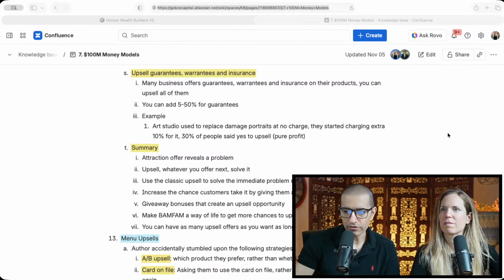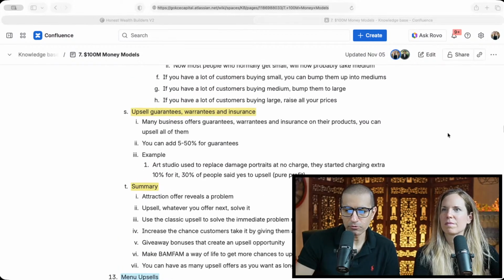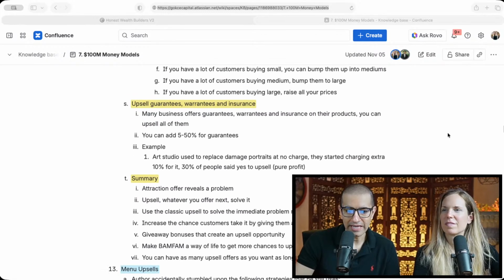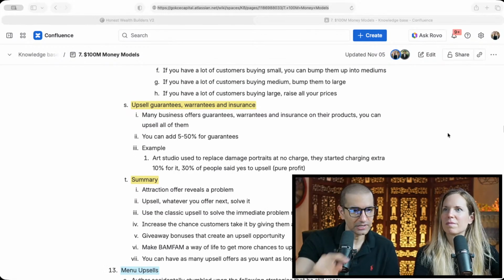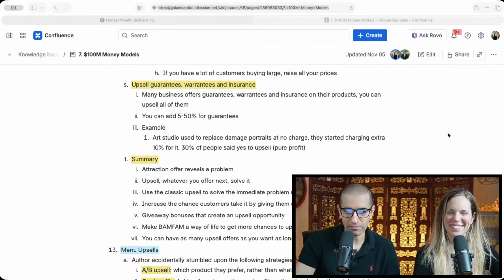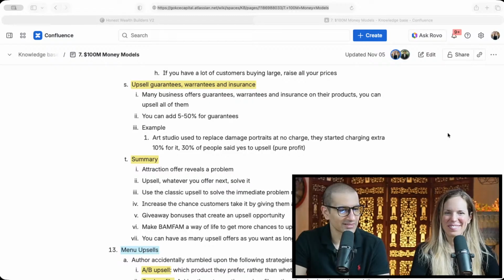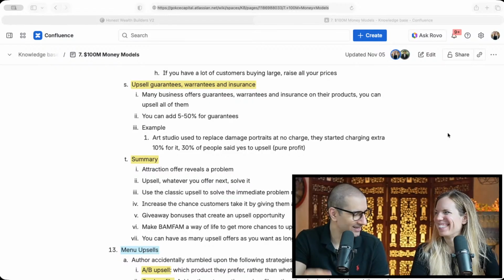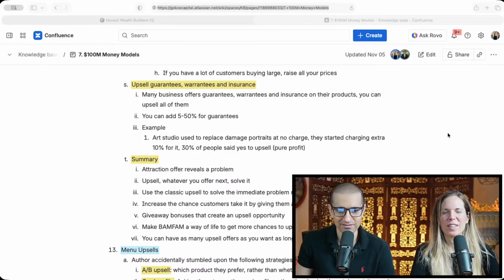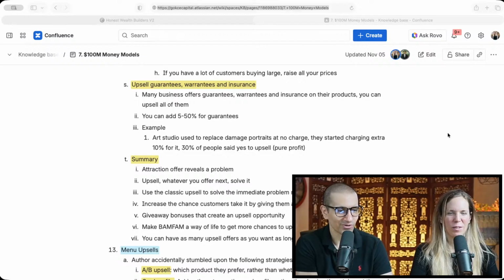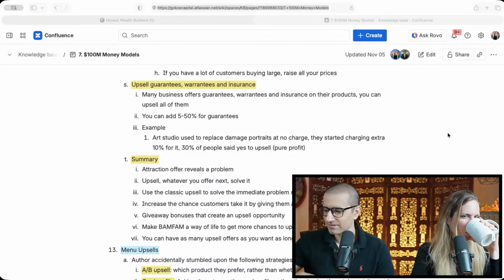If you have a lot of customers buying small, you can bump them up to mediums. If you have a lot of customers buying medium, bump them up to large. And if you have a lot of customers buying large, raise all your prices. So Harpreet next time buys medium, and then we'll upsell him back to large. That is the better way of doing it. That's the better way, not to come up with XL. So we were wrong. Don't come up with XL. Wrong.